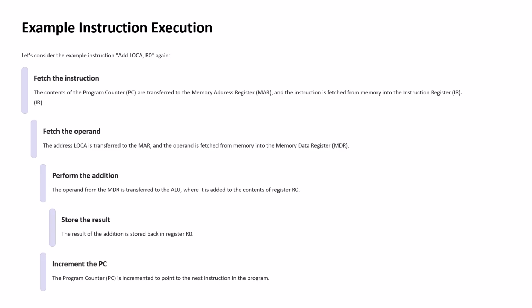Here is the example. Let's revisit the instruction Add location A, R0. First, the instruction is fetched from memory using the program counter. Next, the operand at memory address location A is fetched. Then the ALU performs the addition of the operand and R0. Finally, the result is stored back in R0 and the program counter increments to the next instruction. This reinforces the instruction execution process and is a complete example of how a CPU processes one instruction cycle.